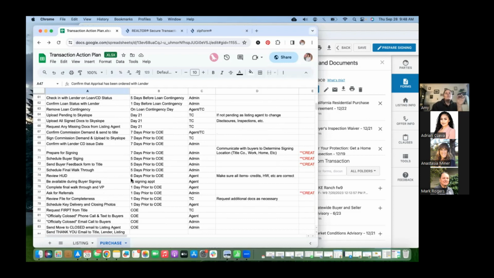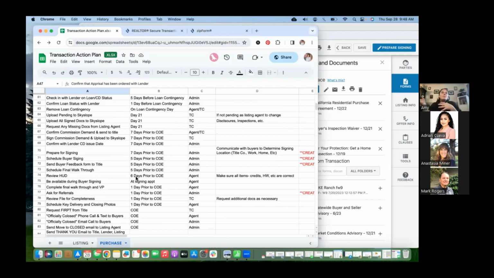We are also going to review the HUD form or the estimated settlement statement. So usually once the loan docs have been sent to title, once you've got that signing schedule, then the title company is going to send you a copy of the settlement statement, and you want to review it for accuracy. If the buyers were supposed to get a credit, that should be on there. If the sellers were paying for the home warranty, that shouldn't be on there.